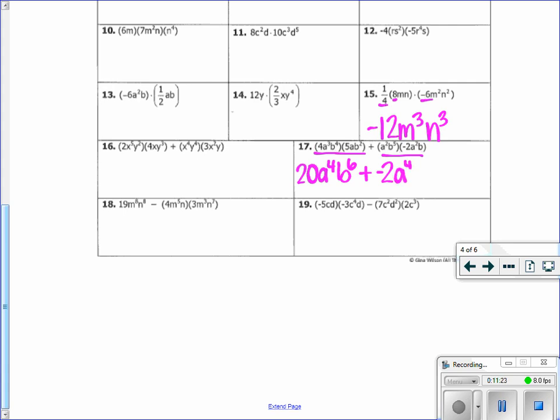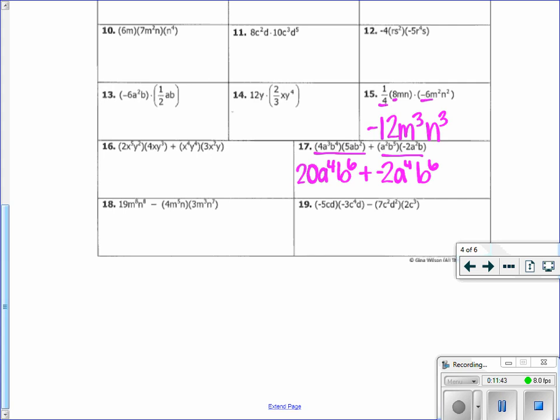And then b to the 5th power times b. How many b's would have to be written out? 6. There's a 5 here and there's one more there. There we go. All right. So we did all our multiplication. Now it comes to addition.